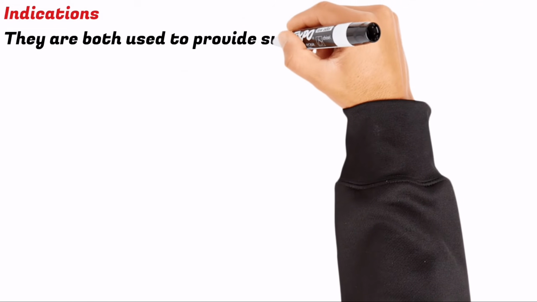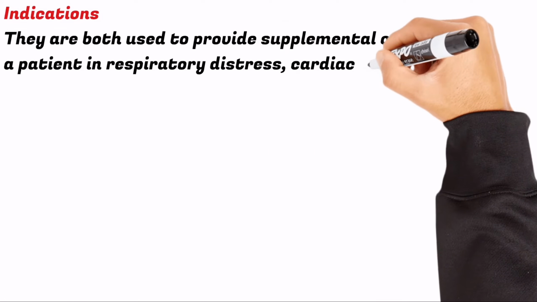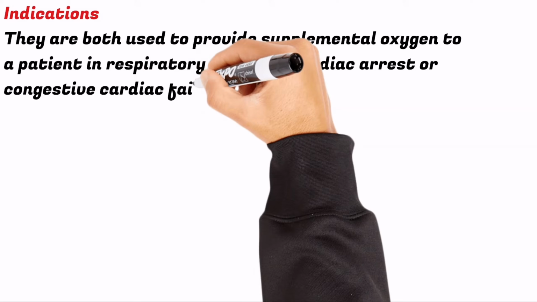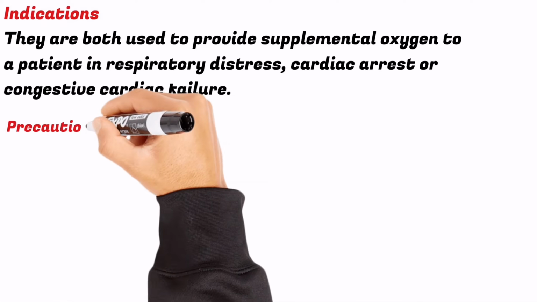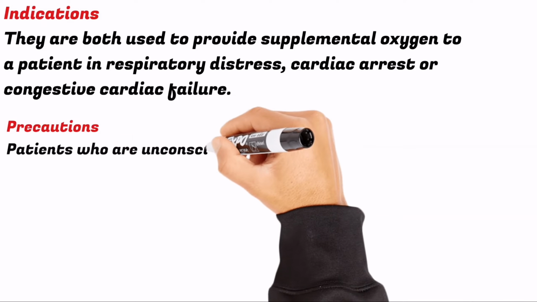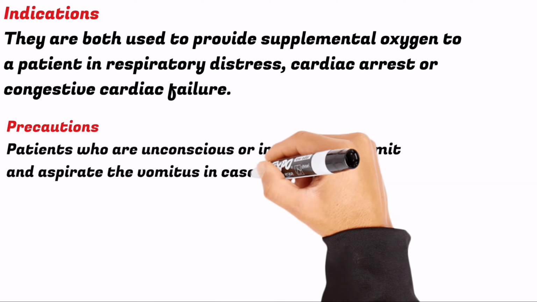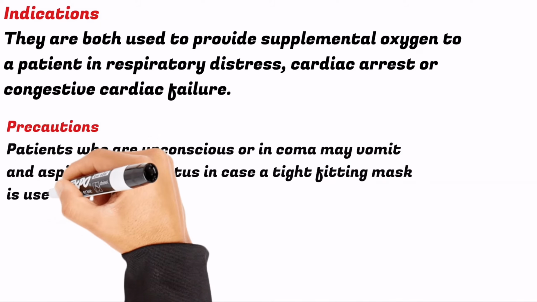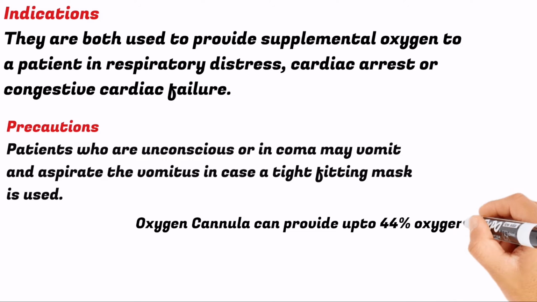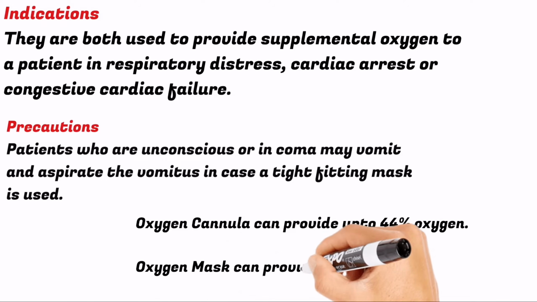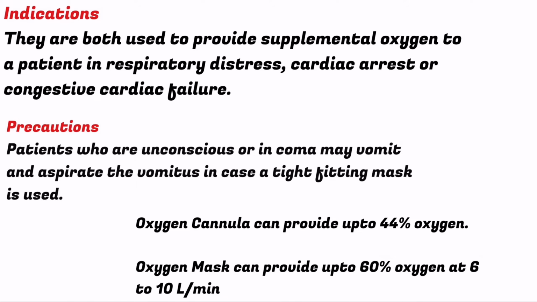Indications. They are both used to provide supplemental oxygen to the patient in respiratory distress, cardiac arrest or congestive cardiac failure. Precautions. Patients who are unconscious or in coma may vomit and aspirate the vomitus in case a tight fitting mask is used. Oxygen cannula can provide up to 44% oxygen, whereas oxygen mask can provide up to 60% oxygen at 6 to 10 liters per minute.